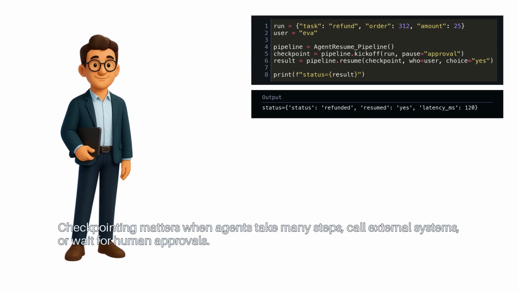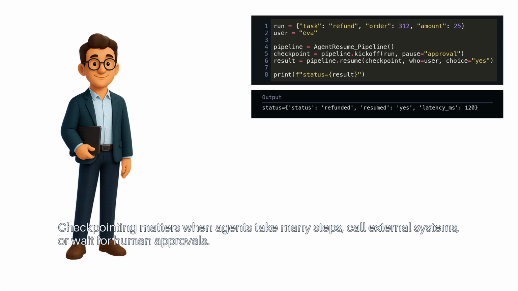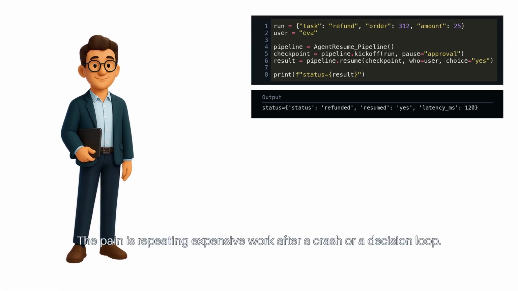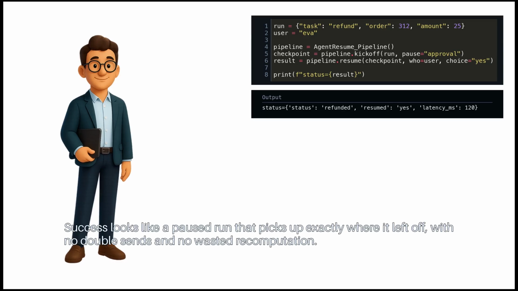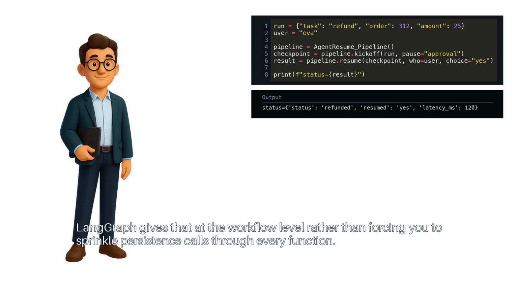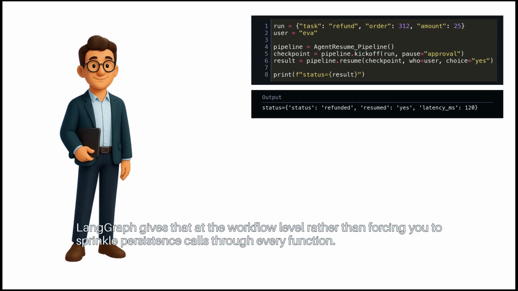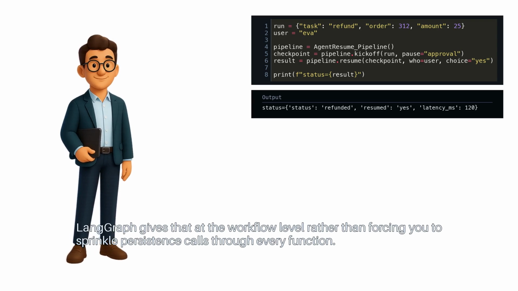Checkpointing matters when agents take many steps, call external systems, or wait for human approvals. The pain is repeating expensive work after a crash or a decision loop. Success looks like a paused run that picks up exactly where it left off, with no double sends and no wasted recomputation. LangGraph gives that at the workflow level, rather than forcing you to sprinkle persistence calls through every function.